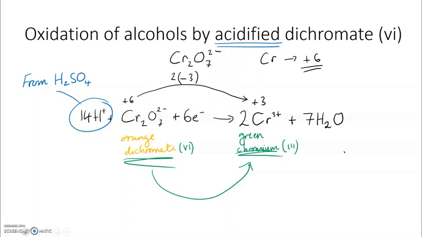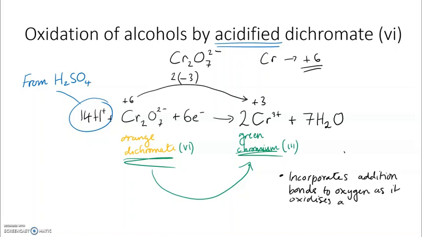Now, the effect that dichromate(VI) has on the alcohol is that it incorporates additional bonds to oxygen as it oxidizes the alcohol, and it breaks bonds to hydrogen in the molecule.